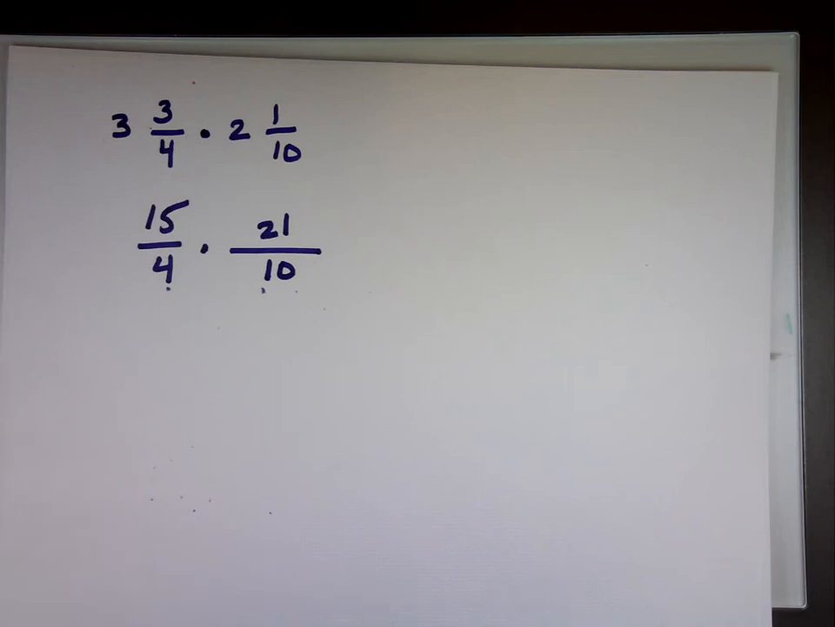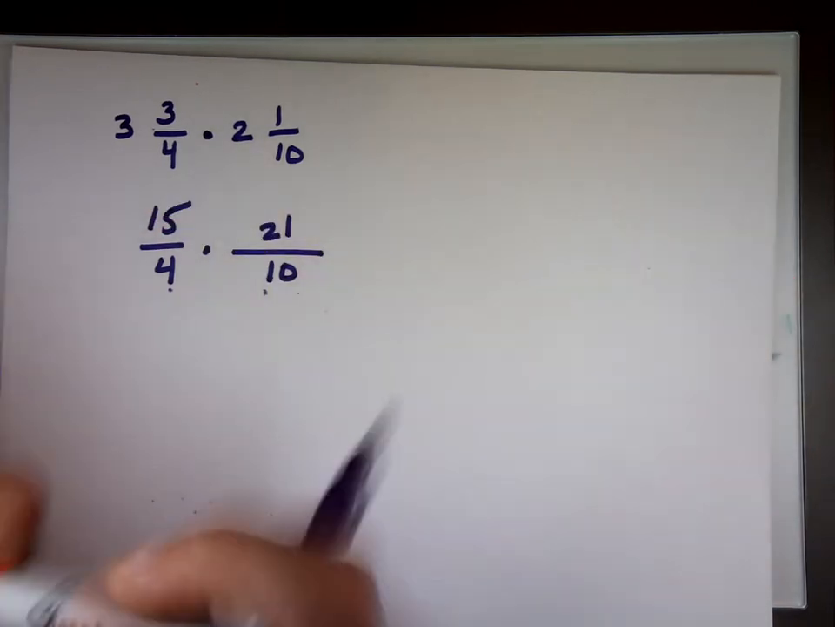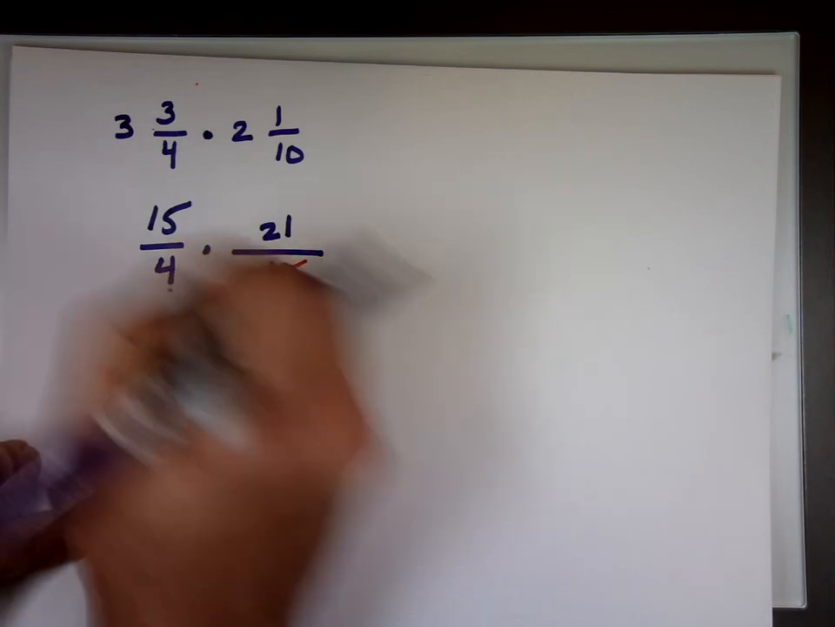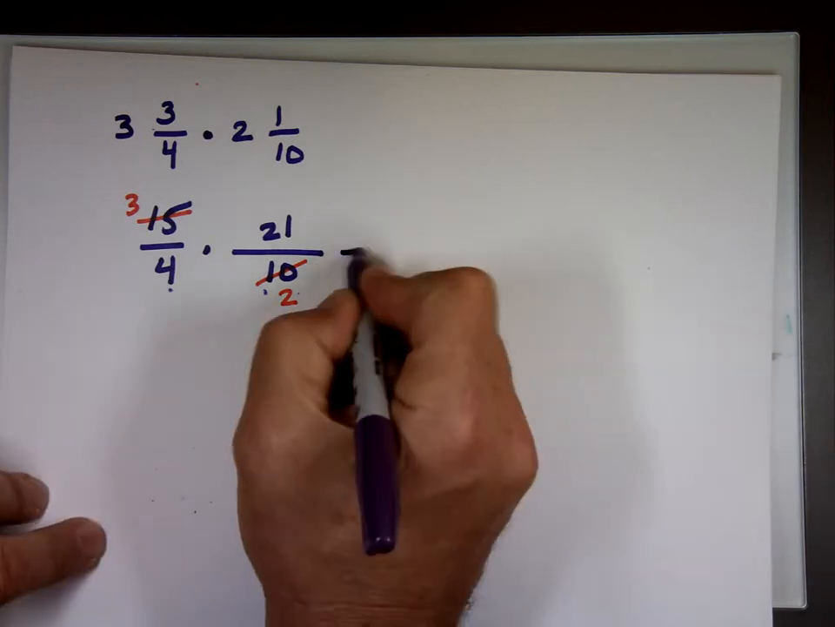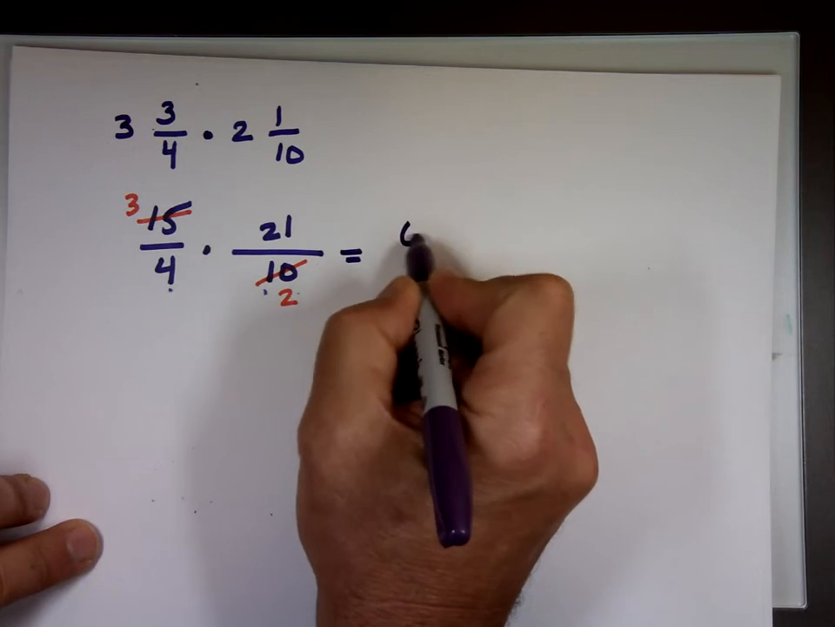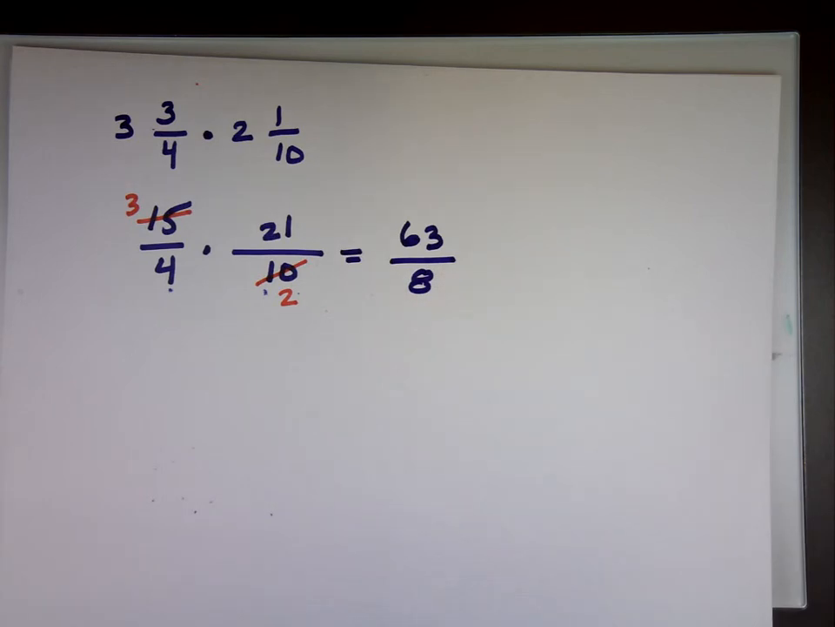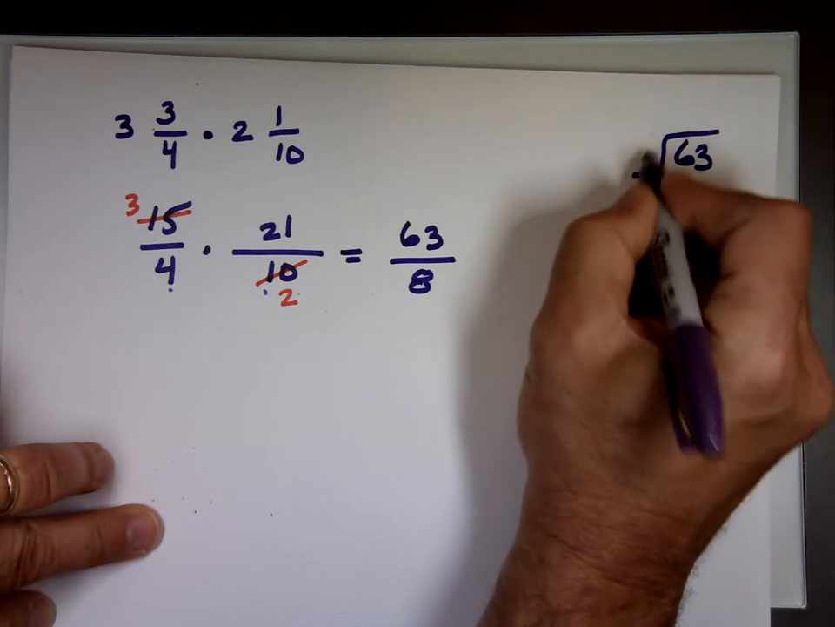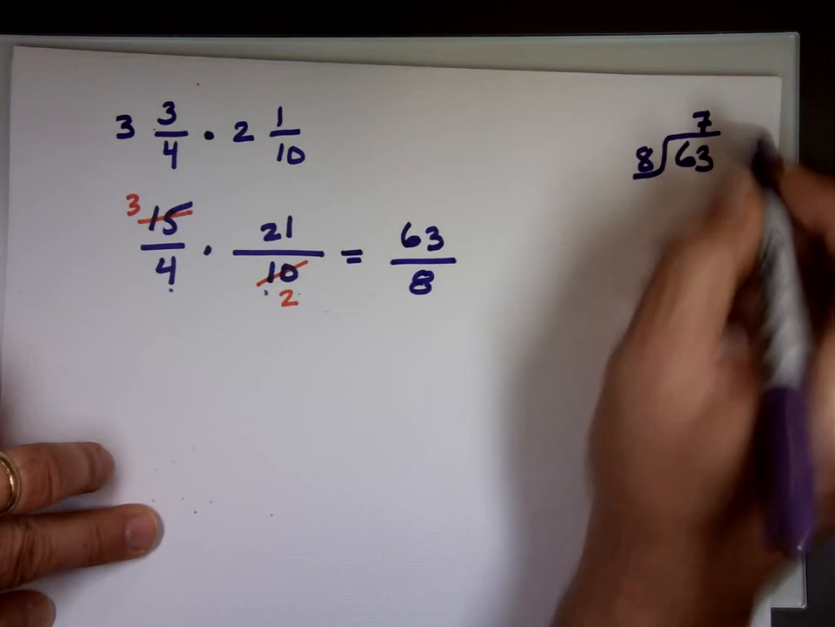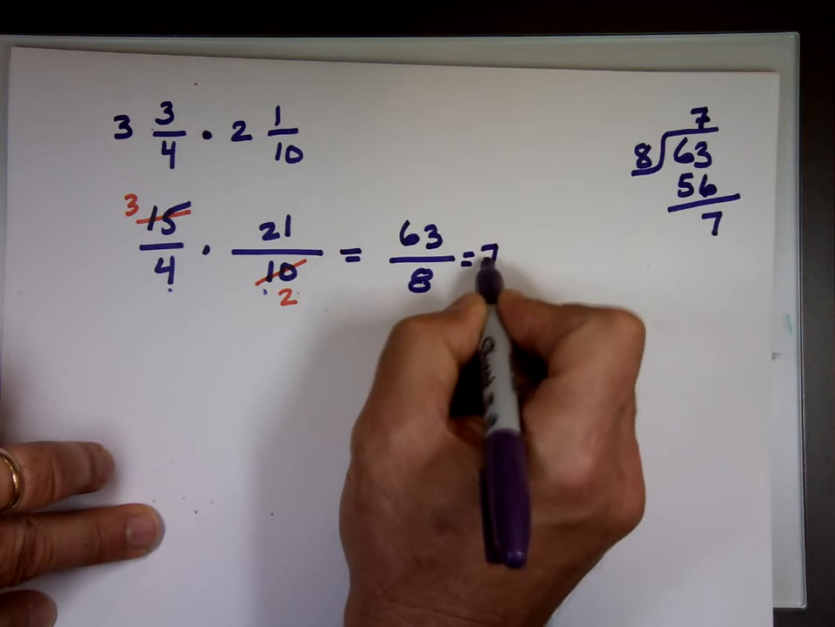Again, let's see if we can simplify before we move forward. What can we divide by? Yep, by what? 5. This is 2. That's 3. Anything else, top and bottom? No? 3 times 21, 63, right? Over 8. And let's go to the side. 63 over 8, 7. 7 times 8 is 56. The remainder is what, 7? 7 and 7 over 8.